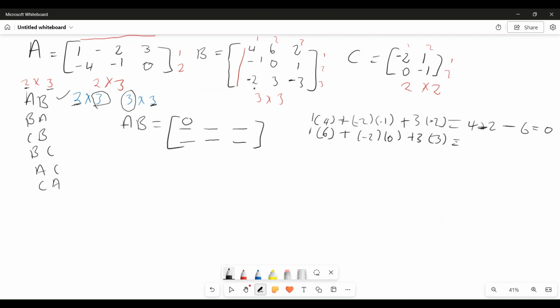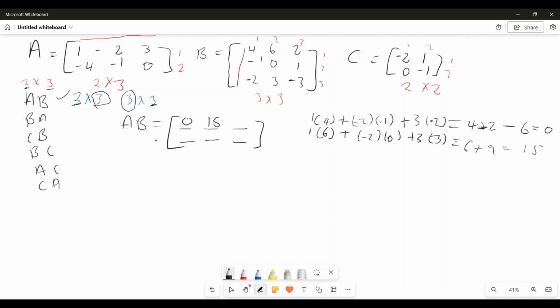What is going to change is the column, the numbers from the column of B. On the first column, we have 4, minus 1, and minus 2. And on the second column, we have 6, 0, and 3. Now the product gives us 6 by 1 is 6, then minus 2 by 0 is going to fall away, then 3 by 3 is 9. So we have 6 plus 9, which simplifies to 15. So on this entry here, we're going to have 15.